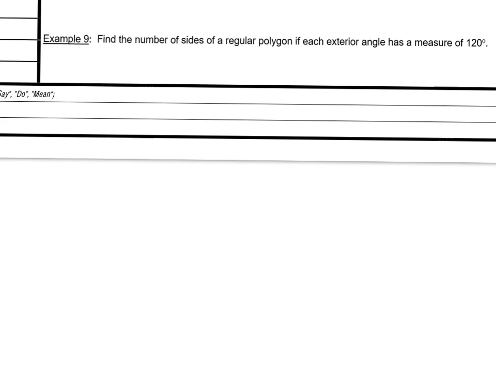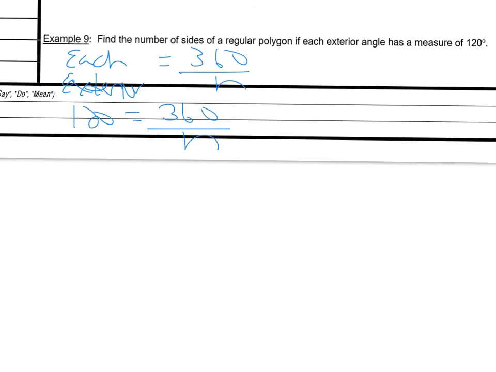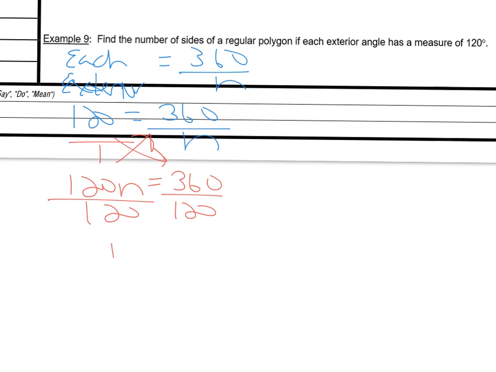Number 9 says, find the number of sides of a regular polygon if each exterior angle is 120 degrees. We learned that each exterior angle equals 360 divided by the number of sides. They gave us the exterior angle is 120. So that's 120 equals 360 divided by n. And then we can cross multiply. 120 times n is 120n. 1 times 360 is 360. And 360 divided by 120 is 3. So the number of sides is 3.